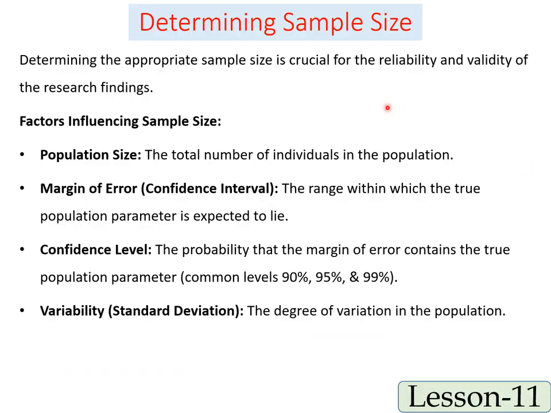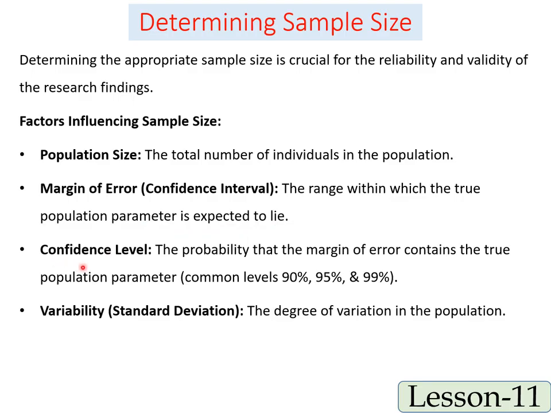Let us see how we determine the sample size. Determining the appropriate sample size is crucial for the reliability and the validity of the research findings. Being reliable and valid is very important for research. So we have to consider the following factors in determining the sample size. The first one is the population size, the total number of individuals in the population. The higher the population, the higher the sample size will be. And the other is the margin of error or the confidence interval, the range within which the true population parameter is expected to lie. This is also another factor that affects the sample size.